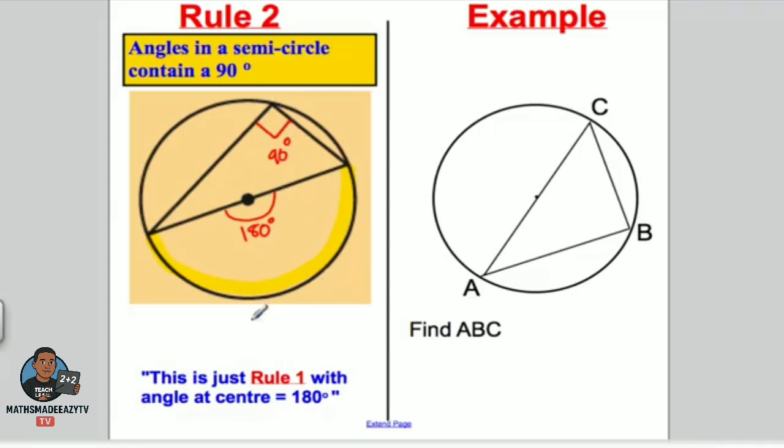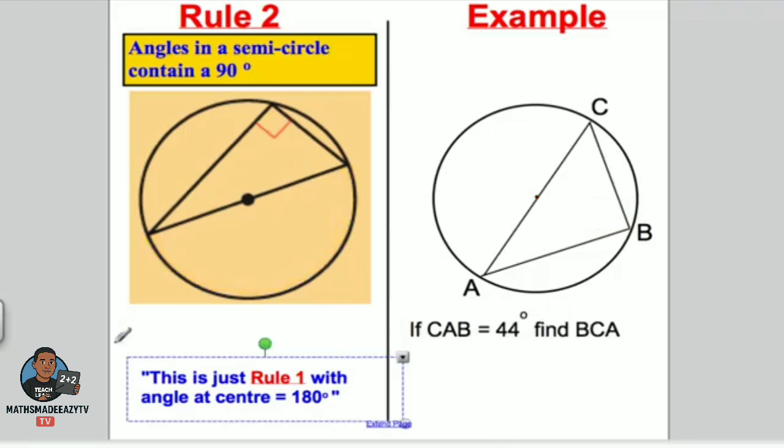Apart from using rule number 1, rule number 2 clearly states that the angle in a semicircle is going to be 90 degrees. So in this example, let's find angle ABC. Let's consider that this is the center of the circle and it passes through the diameter of the circle. So the angle at B is going to be 90 degrees, based on what theorem number 2 states.